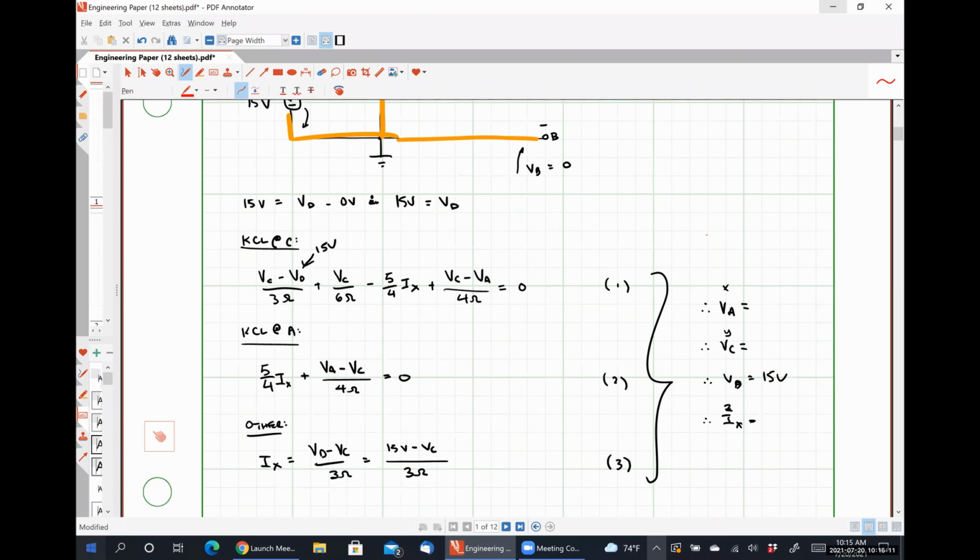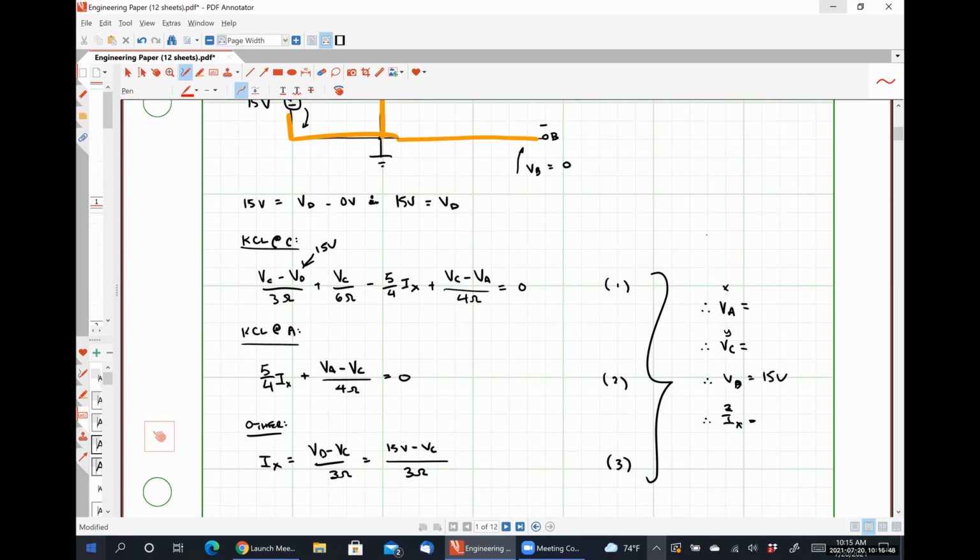All right, so in my first equation, my coefficient for VA is -1/4. My coefficient for VC is +1/3 plus 1/6 plus 1/4. And if I'm saying anything out loud that seems wrong, please stop me and I'll try to correct it. My coefficient for Ix is -5/4. And then my constant term will be +15/3.